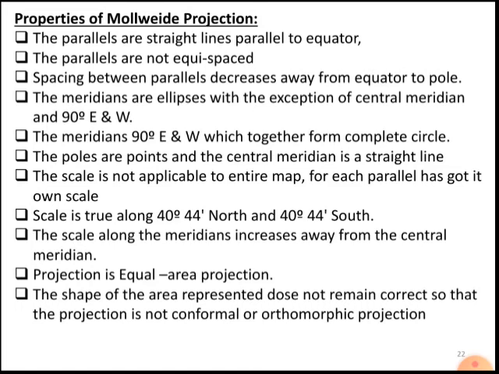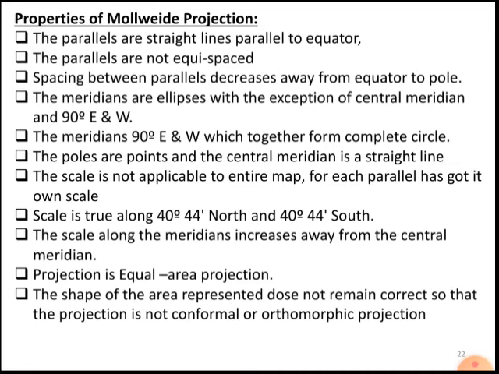The meridians of 90-degree east and west together form the complete circle, which is called the basic circle in this projection. The poles are points and the central meridian is a straight line. The scale is not applicable to the entire map, for each parallel has got its own scale. That means the scale is not correct everywhere, right? But the scale is true along 40°44' north and 40°44' south. On the other side, the scale is not true.